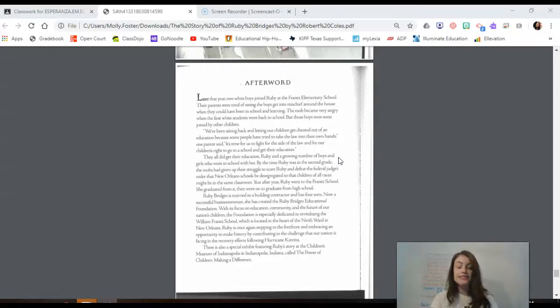Okay, so desegregated is the opposite of segregated. So desegregated means that all children, no matter their skin color, can be in the same school and learn together.